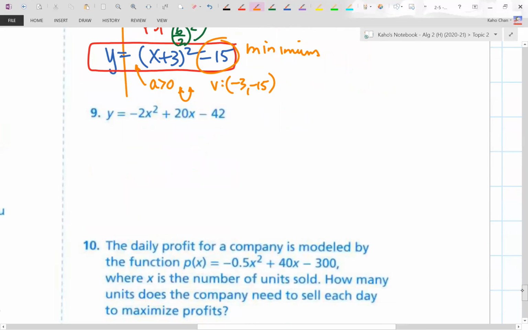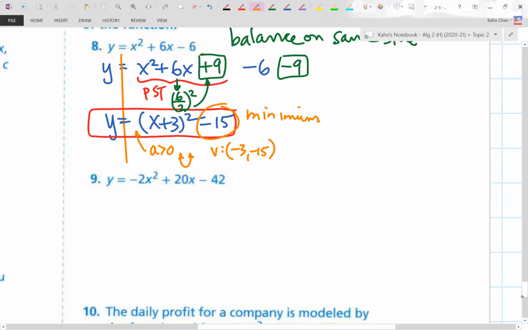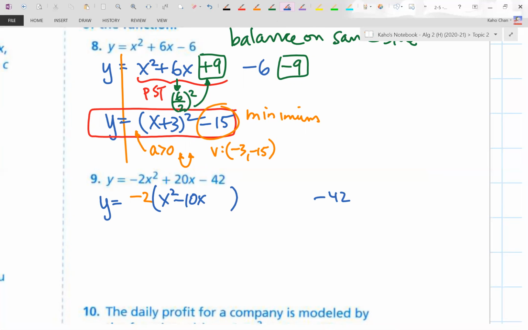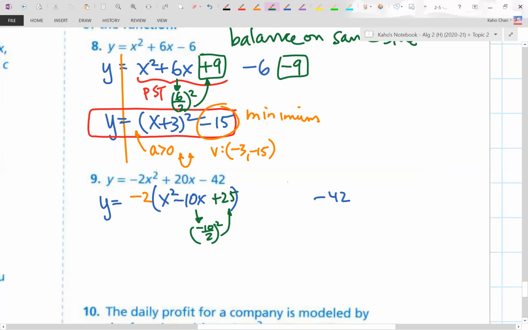Ha ha. Number 9 is a little tricky. I'm going to take out a -2 first from the first 2 terms. And then move the -42 on the back end. Just leave it way down there. When you take out a -2, I'll be left with x squared minus 10x. Yeah? Half of -10 is -5. -5 squared is 25. That's what I did. Oh no!